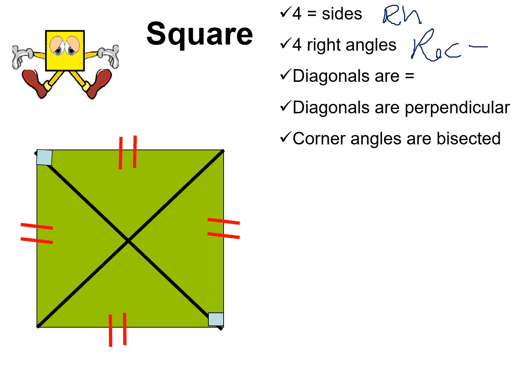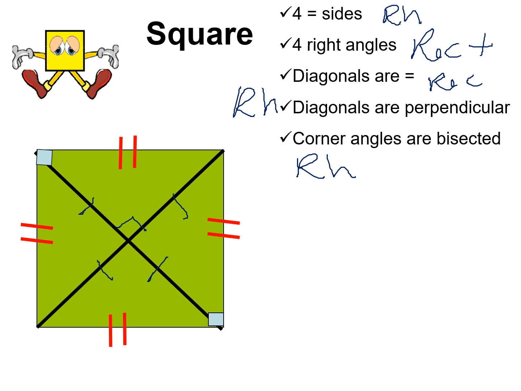The rectangle. Diagonals are congruent. Where did you get that from? The rectangle. Diagonals are perpendicular. I guess I should be writing some of these on. We got the right angles. Diagonals are congruent, so that's 1, 2, 3, 4 equal pieces right there. Diagonals are perpendicular, 90 in the middle. That's rhombus. And then corner angles are bisected.